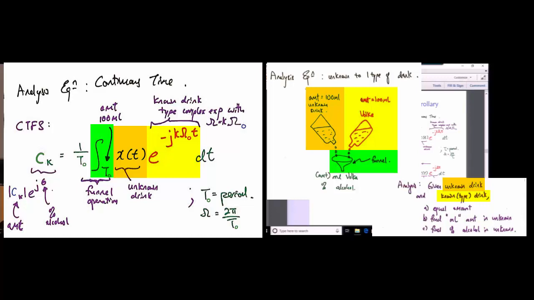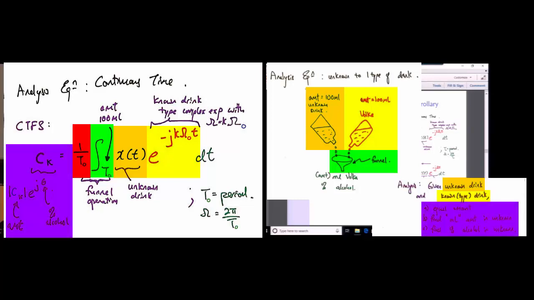In this example, it is 100 ml of the unknown drink and 100 ml of the known drink. So we are integrating over one period, meaning we are measuring across the equal amount of 100 ml each, divided by T0, meaning that we normalize it. That means we are not interested in its value over 100 ml, we're only interested in its normalized version of 1 ml. Out comes 2 values in our case, Ck.